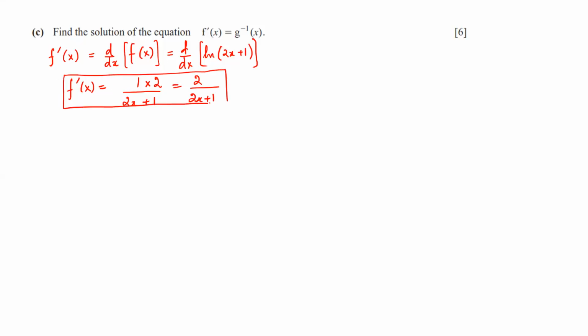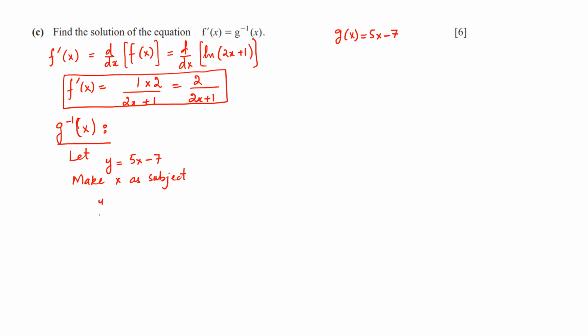Let's highlight it. Then we have to find g inverse of x. So for g inverse of x, let y be equal to g of x, and remember g of x was equal to 5x minus 7. So y becomes equal to 5x minus 7. So make x the subject.